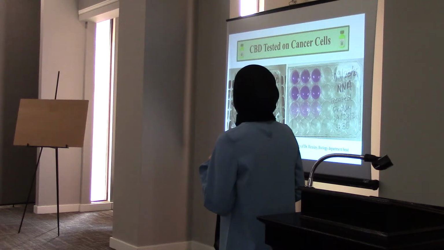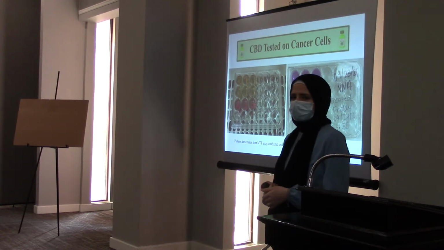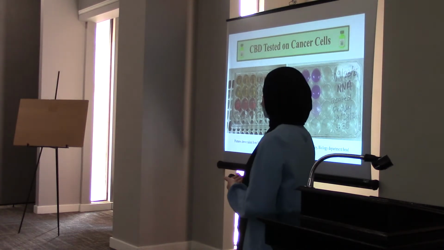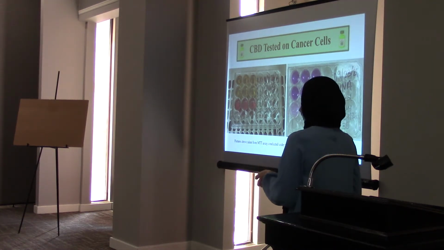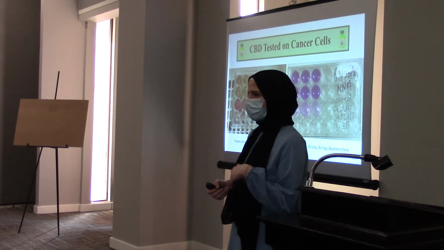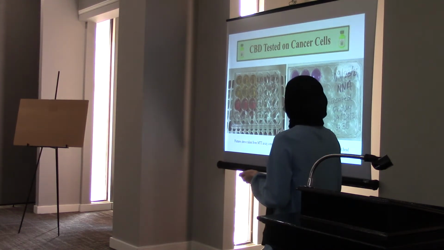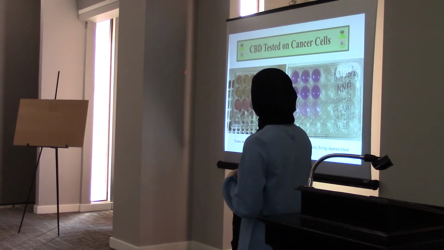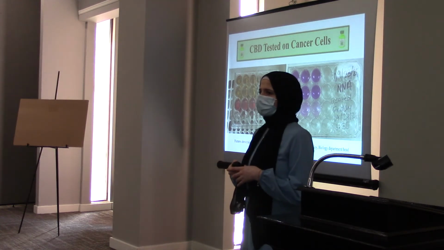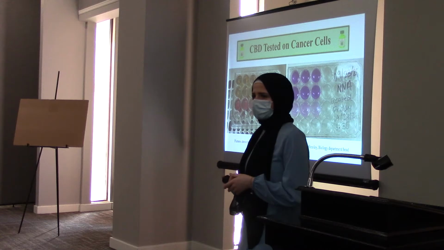So this is my research. These are HeLa cells. A lot of you may know that cell type. They were collected from Henrietta Lacks, and they're a type of cervical cancer. In this, you can see that cancer cells were plated in a well plate, and they were left to grow, and then they were treated with CBD. The first row was treated with a control ethanol mixture, the second row was treated with a 10 micromolar solution of CBD, and the third row was treated with a 25 micromolar solution of CBD.